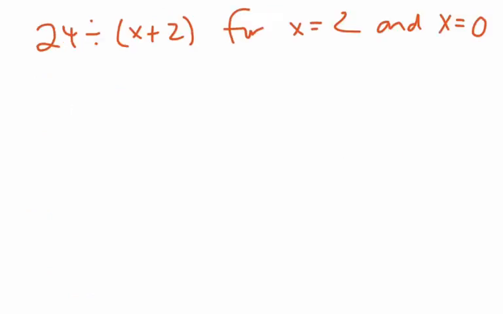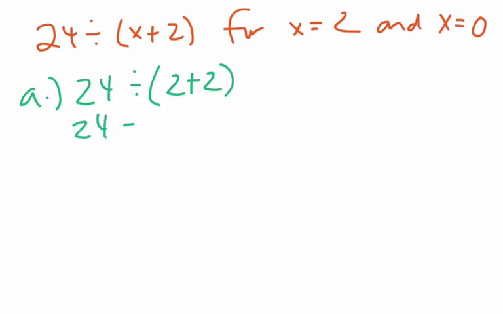Now remember, when you're given 2 values for a variable, it can't be both of those values at the same time. It's actually 2 different problems. So evaluate it if the x is equal to 2, and then evaluate it again if x is equal to 0. So for our first one, we're going to be plugging in x is equal to 2. And then remember that we do the grouping symbol first. So 2 plus 2 is 4, and then 24 divided by 4 is 6.